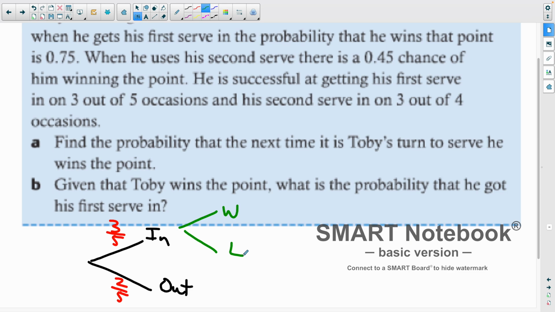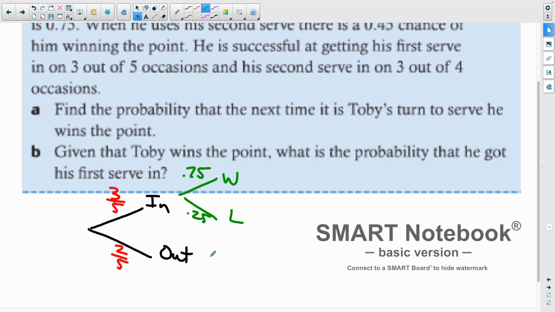What's the probability of winning? 0.75. What's the probability of losing? 0.25. Again, because all these have to add up to be one whole. Now, some of you might like tennis because if you get it out, do you lose? No, you get a redo. You get a second serve. So if you hit it out, you get a second serve. And so that serve could be in or out.